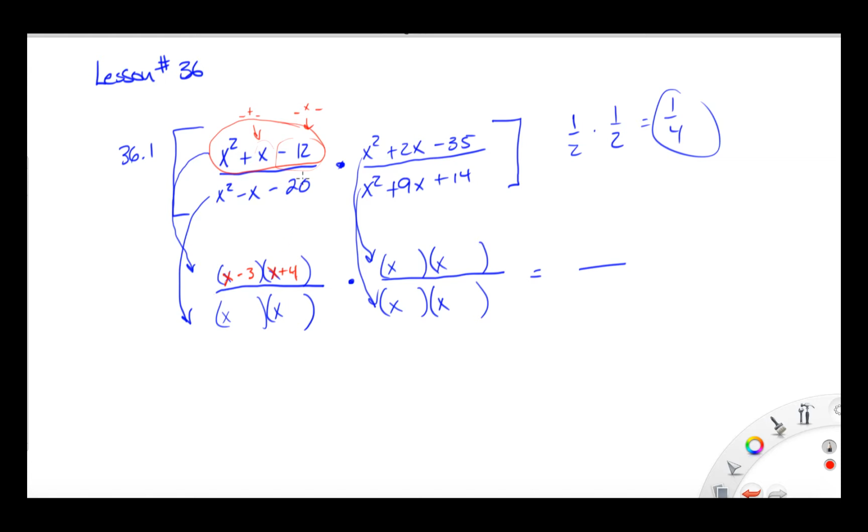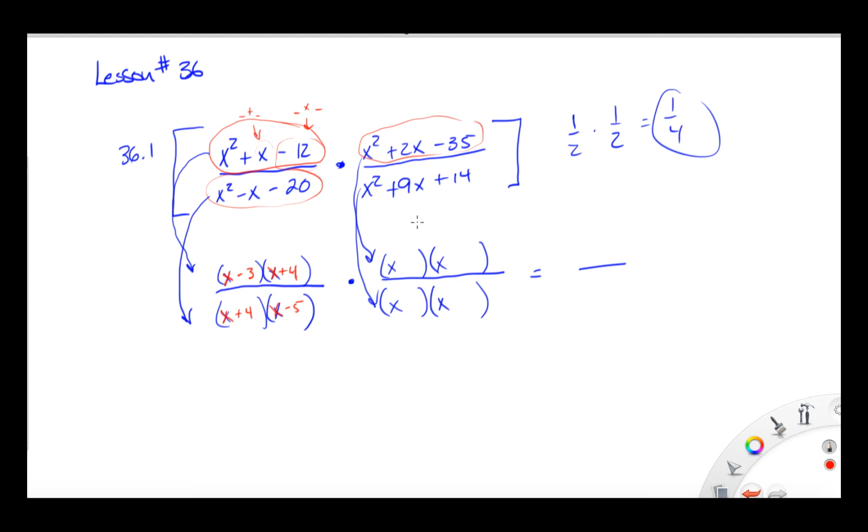Okay, so let's do the same thing down here. We've already got our x squareds put in. Okay, how do we get a negative x and a negative 20? I'm going to say that to get a negative 20, we're going to have a positive 4 and a negative 5, because a negative 5 and 4 gives us a negative x, and 4 times negative 5 is a negative 20.